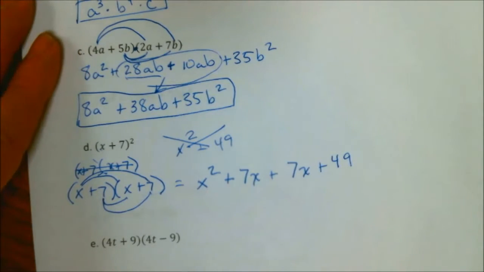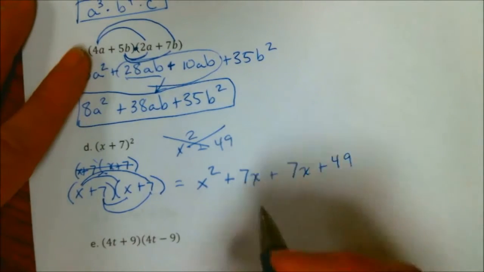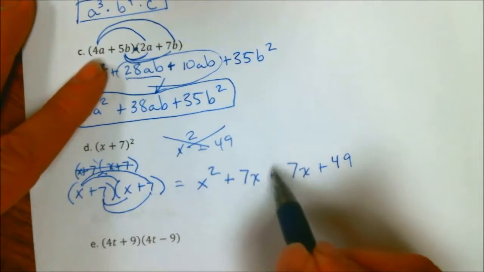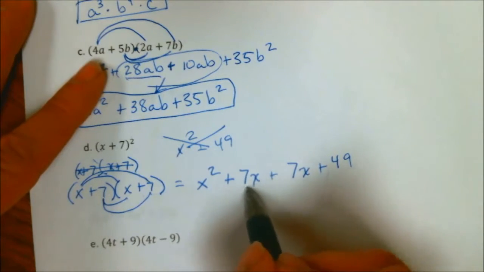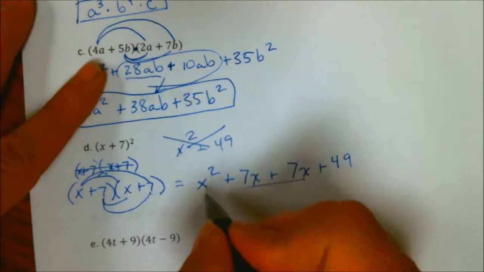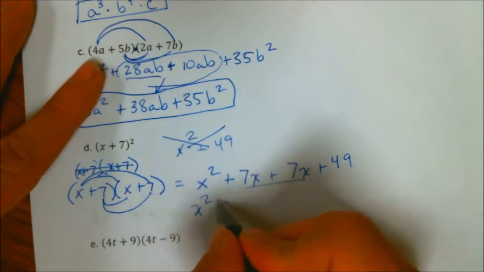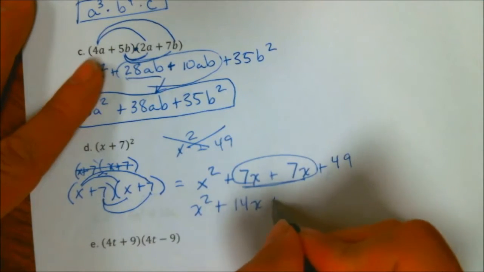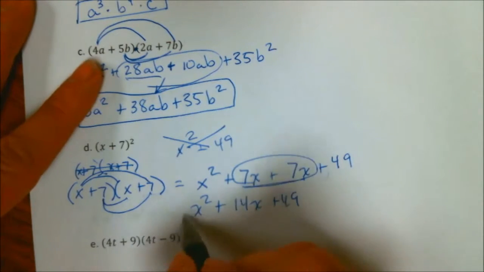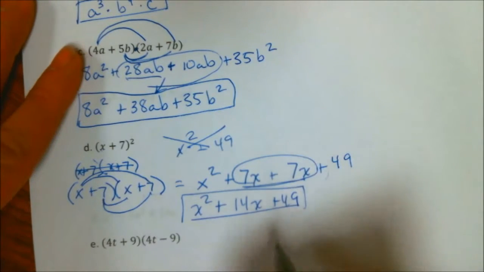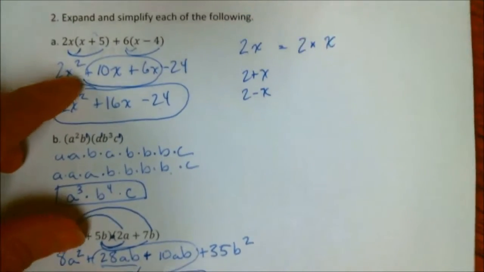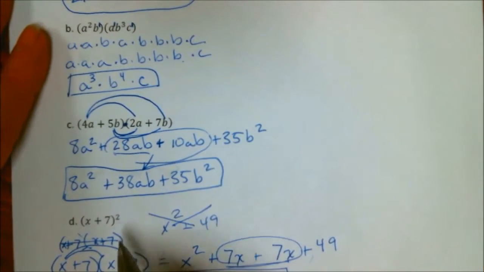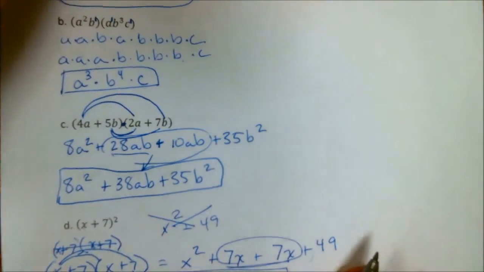I have to do every single one or I don't get it right. You'll notice this looks a little bit like this. The thing that's missing are these 2 middle terms. This gives me x squared plus, combining those 2 middle terms, 14x plus 49. And that is the expanded and simplified version of x plus 7 all squared.